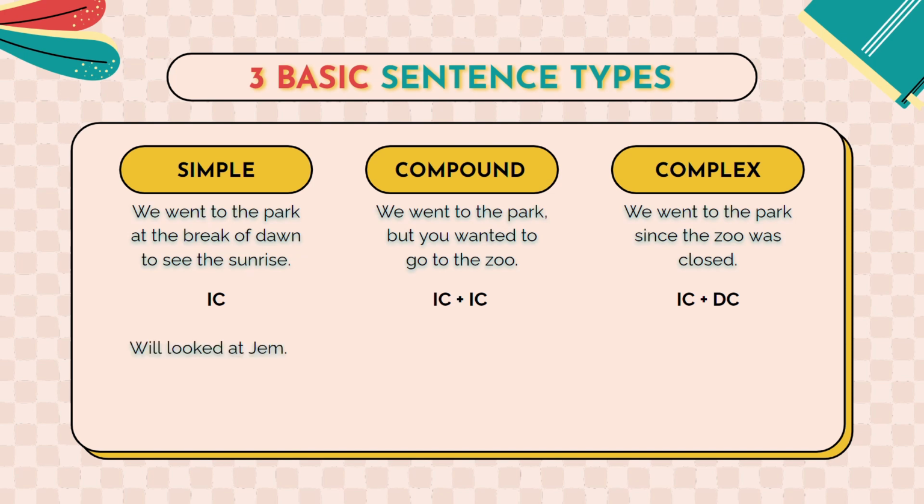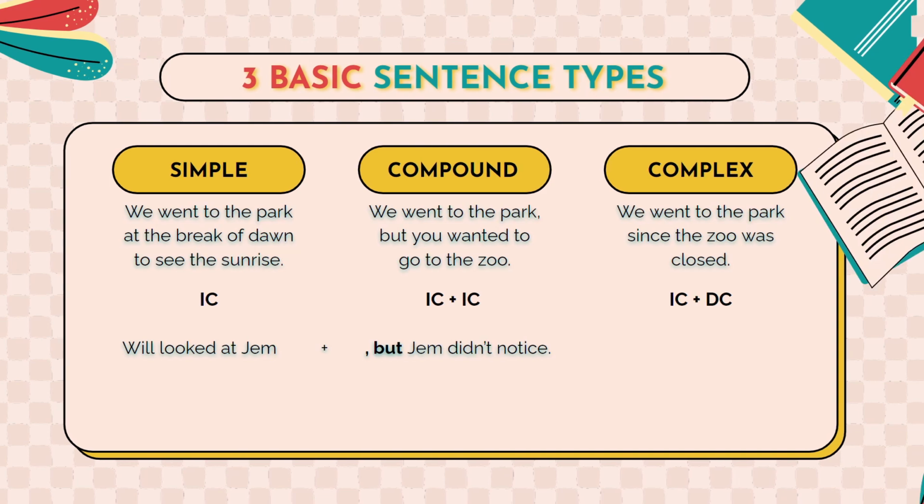Here is a visibly simple sentence, not only in type, but also in content. You can notice that there is a subject, Will, a verb, looked, and the completion of a thought with a phrase, at Gem. This is just an independent clause standing alone. Simple, right? Now let's add on to it to make a compound sentence by adding another independent clause. Notice how its independent clauses are connected by the word but. The word but is a member of the fanboys family.